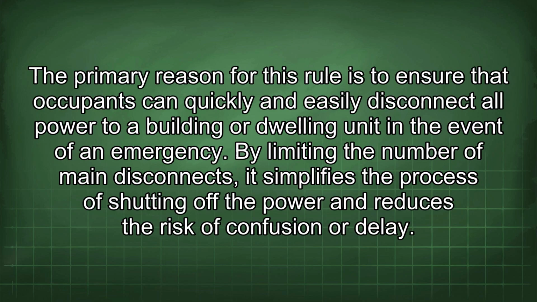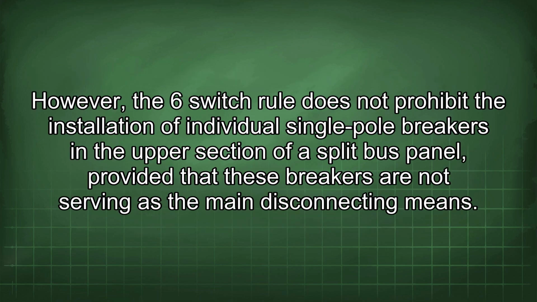The primary reason for this rule is to ensure that occupants can quickly and easily disconnect all power to a building or dwelling unit in the event of an emergency. By limiting the number of main disconnects, it simplifies the process of shutting off the power and reduces the risk of confusion or delay. However, the 6-switch rule does not prohibit the installation of individual single-pole breakers in the upper section of a split bus panel, provided that these breakers are not serving as the main disconnecting means.